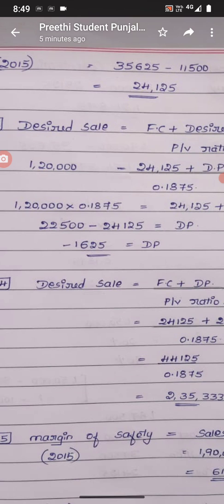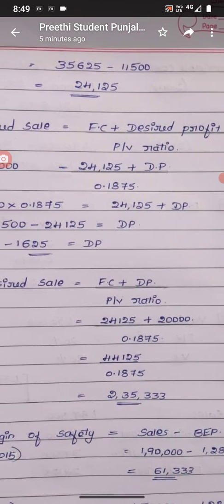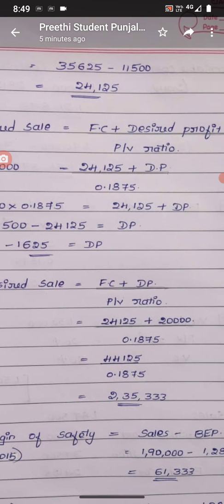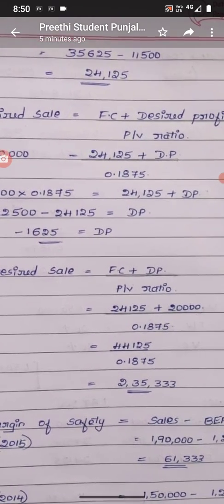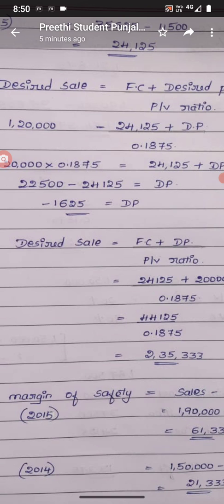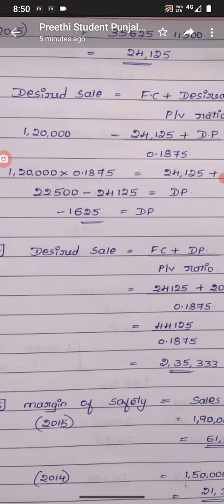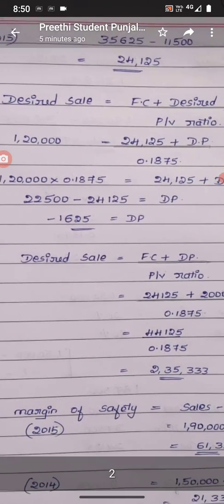Now we will go as per the problem. They have asked profit when sales is 1,20,000. Desired sales is equal to fixed cost plus desired profit divided by PV ratio. Desired sales is 1,20,000, and 1,20,000 into 0.1875 gives contribution; if you deduct the fixed cost of 24,125 you get a loss. So at sales of 1,20,000, the company will incur a loss of 1,625. That you should understand.